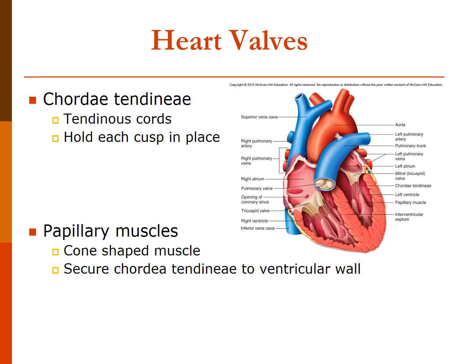The heart valves are kept in place by chordae tendineae. These are tendinous cords. These are attached to the cusps of the valves. The chordae tendineae are attached to papillary muscle. These are cone-shaped muscles. These secure the chordae tendineae to the ventricular wall.